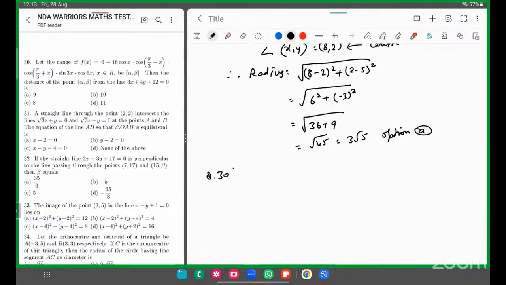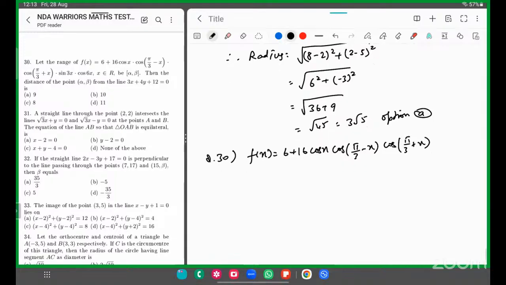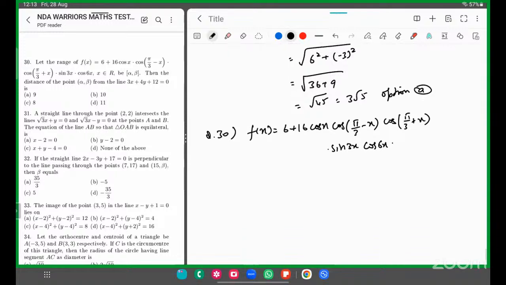Question number 30. f of x is given as 6 plus 16 cos x into cos(pi/3 minus x) into cos(pi/3 plus x) into sin 3x into cos 6x. It can be written as 16 cos x, cos 60 minus x, cos 60 plus x. There is a formula for this, what formula can we apply? One-fourth of cos 3x is the formula.